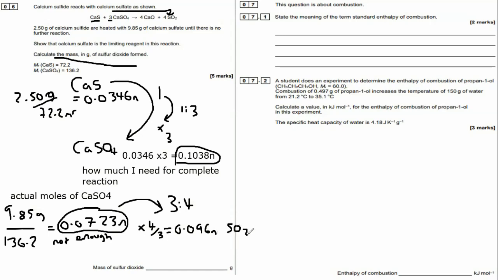And we need to know the mass of sulfur dioxide, so we're going to times it by the MR of 64.1, which is what you get when you add sulfur and O2 together. We're going to get 6.18 grams. And that's that question wrapped up. Hopefully, you did pretty well there. Okay, let's go to question 7.